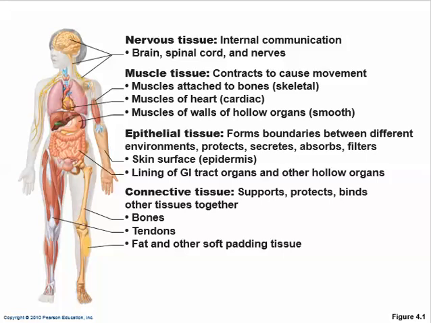So, nervous tissue is in brain, spinal cord, nerves. Muscle tissue is attached to bone, skeletal tissue, or the heart, cardiac, or the walls of hollow organs, which is smooth muscle. Epithelial forms boundaries or secretes, and connective tissue supports, protects, and binds other things together.